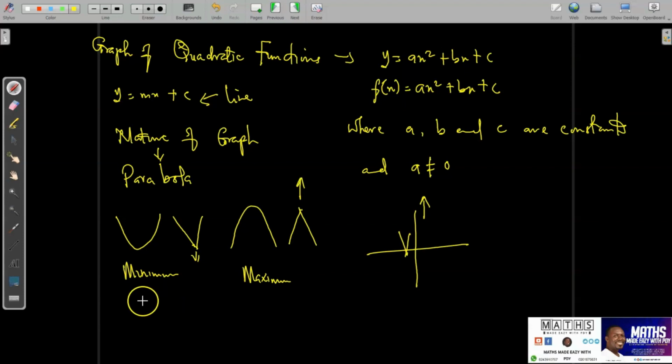Yes, please. Again, apart from you sketching to determine whether the graph is minimum or maximum, it can never be both. It is only one of them. Either it is minimum or maximum. When it is minimum, there's a factor in the quadratic function that determines that it's going to be minimum. Likewise, there's a factor in the quadratic function that determines that the graph you are going to draw is going to be maximum.